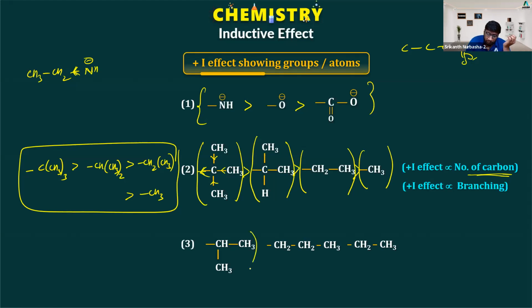This is one group. This is the second group: CH2, CH2, CH3. This is the third group: CH2, CH3. Which will have greater effect? To this particular carbon, two methyls are donating simultaneously.